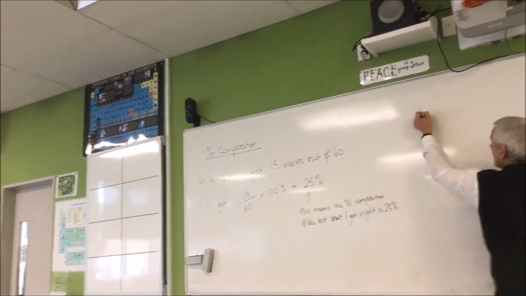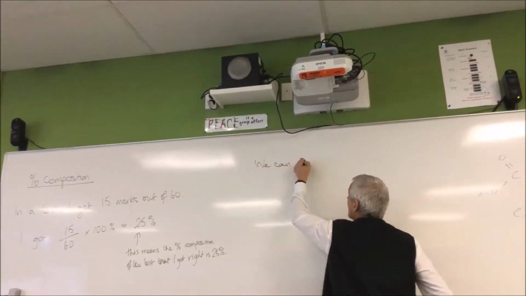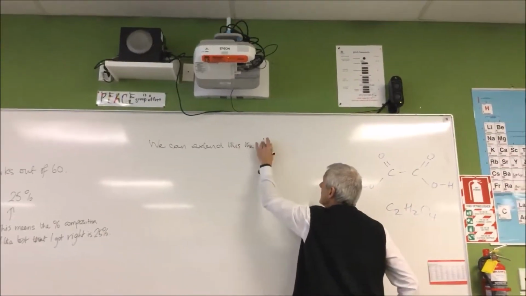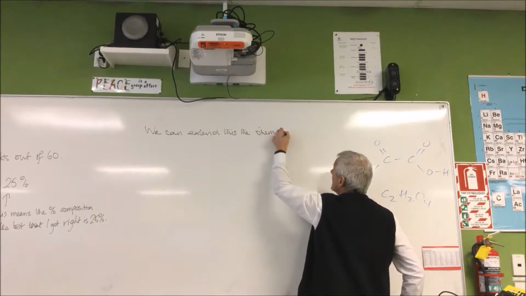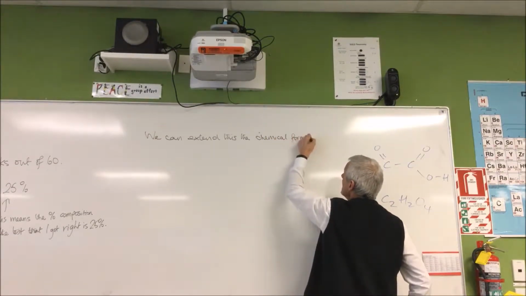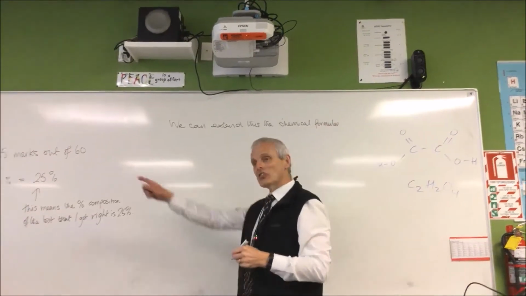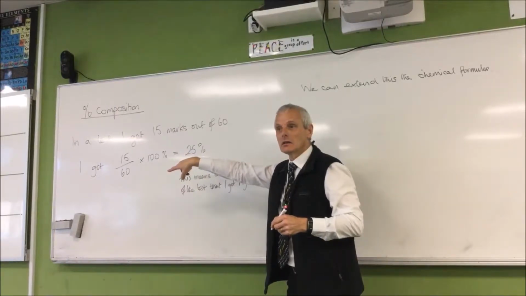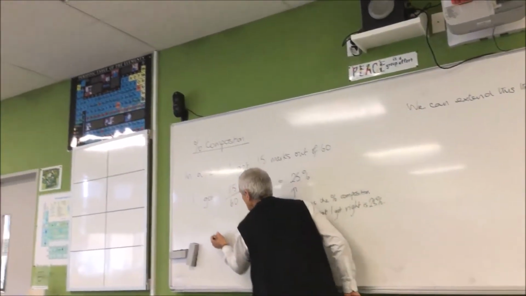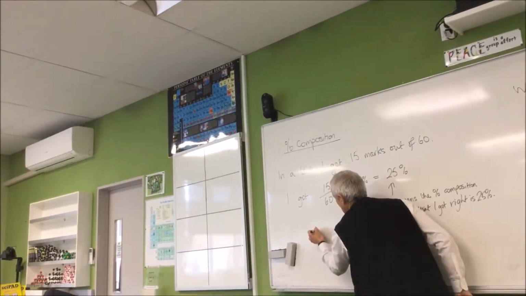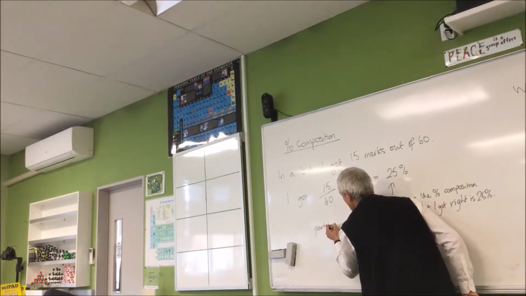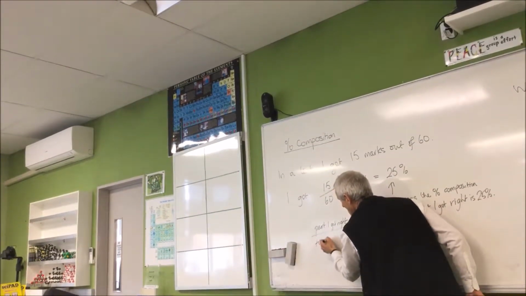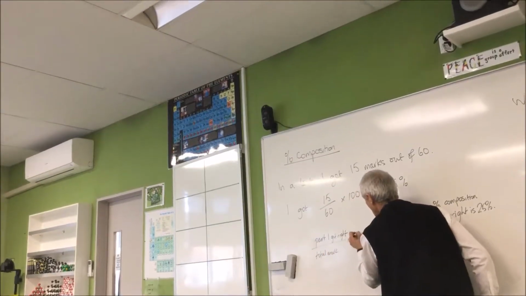So we can extend this to chemical formulae. Before we do that though, we need to formalise what exactly we've done here. What we did was we took what I got right divided by the total mark times 100%.